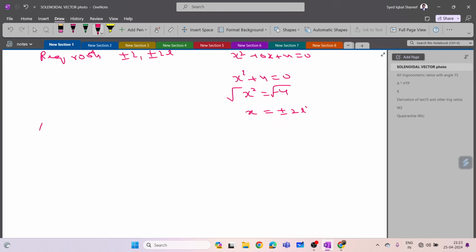So one more problem we will do another time. So x to the power of 4 minus 4x square. No. x to the power of 4.